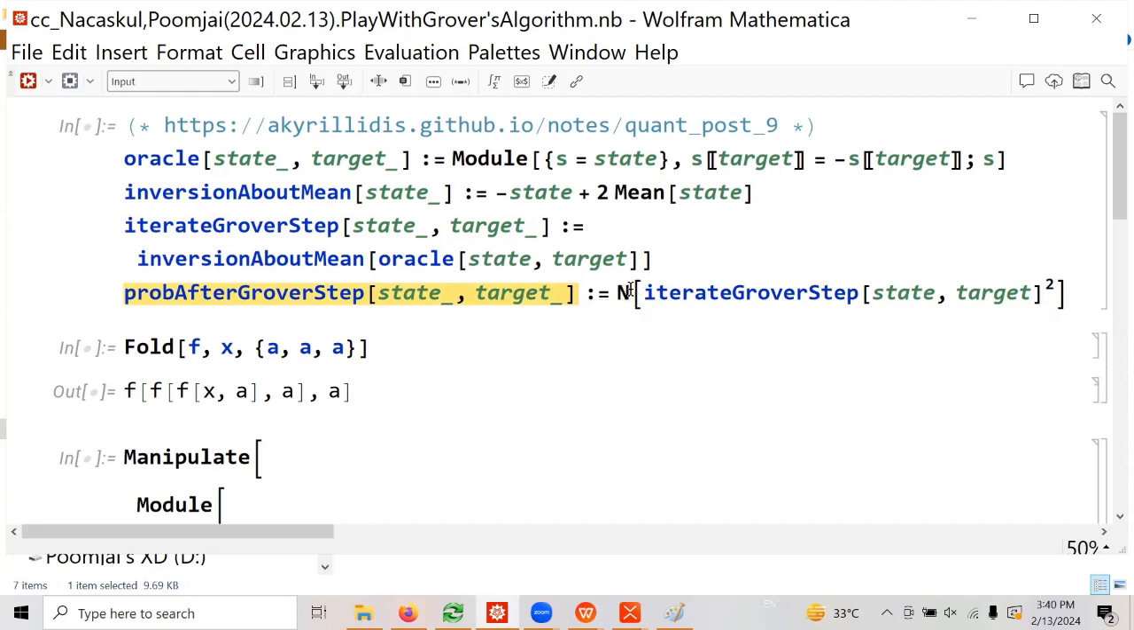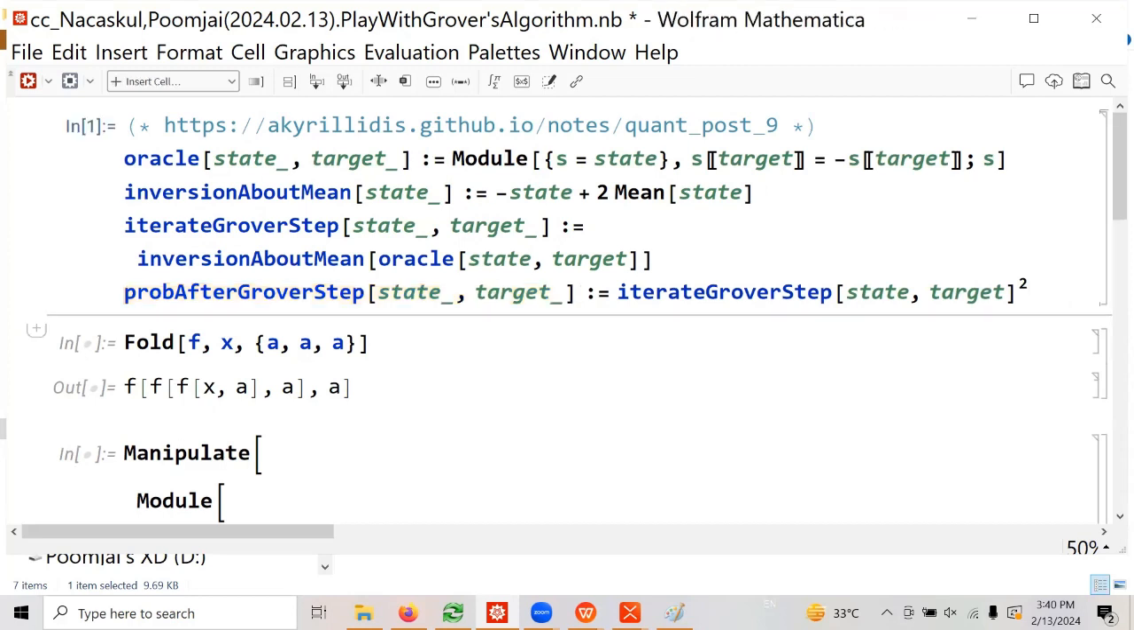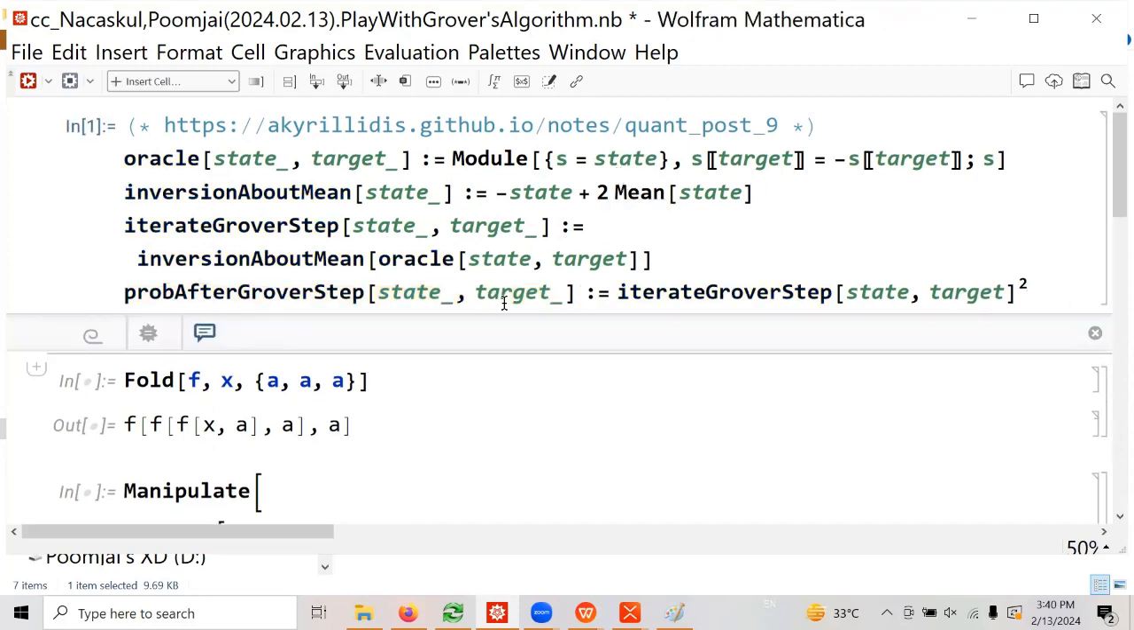Well, I don't have to have n actually. Better not n. Well, I can have n. Yeah, that's it. Well, no n is better. N means numerical.